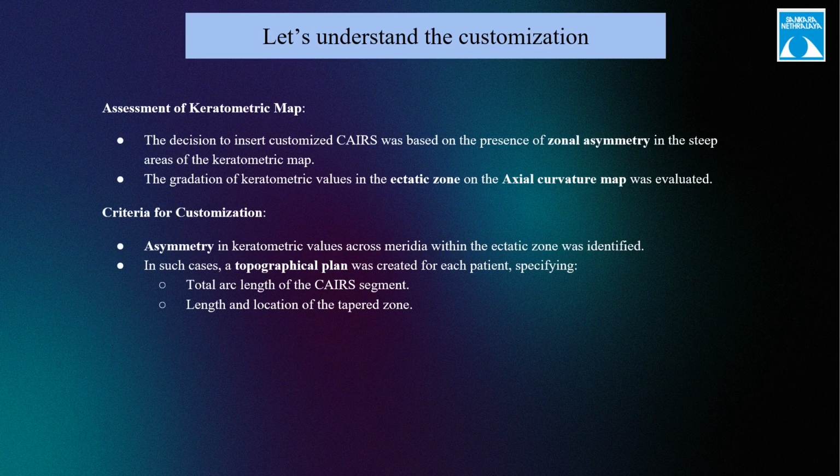So what is this customization that we are talking about? Let's try to understand it. First, there are keratometric maps. We assess the keratometric map of each patient. This will help us decide where to insert the segment. The gradation of the keratometric values in the ectatic zone on the axial curvature map was evaluated. So what was the criteria? The asymmetry in the keratometric values across the meridians within the ectatic zone was identified. In such cases, a topographical plan was created for each patient, which would specify the total arc length and the location of the tapered zone. You must be confused by this, so let's go through the pictures and try to understand it better.